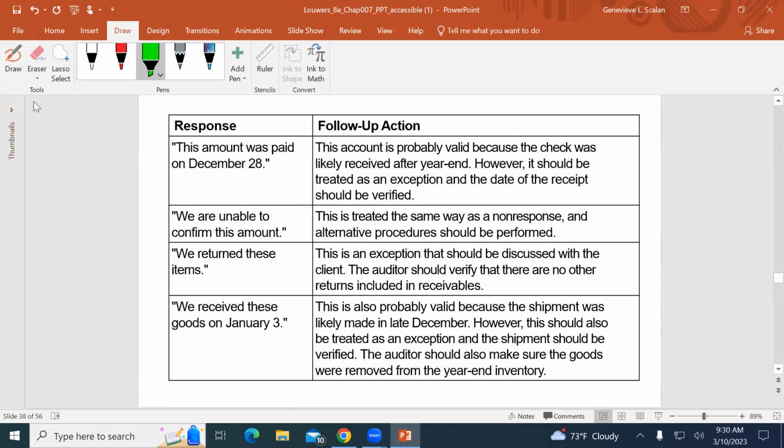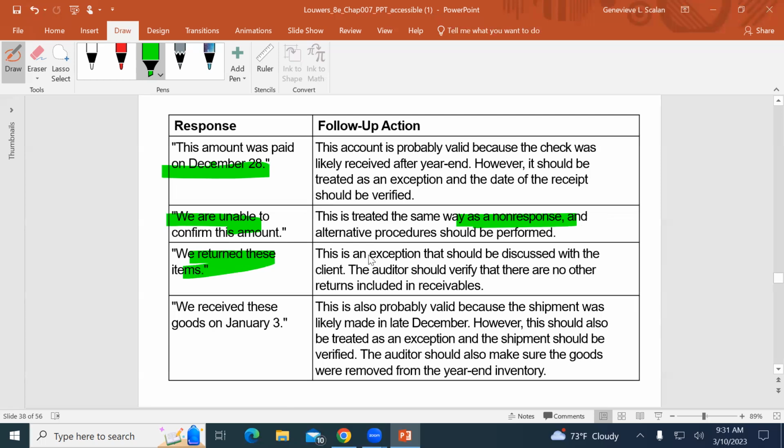Well, if it was paid on December 28th, yeah, you would want to look at that and see if maybe the check got in the mail, but your client didn't receive it till January 4th because it was a holiday weekend or something. You would look that up, especially if it was material or a very large customer. We are unable to confirm. That's the non-response. Do some alternative procedures.